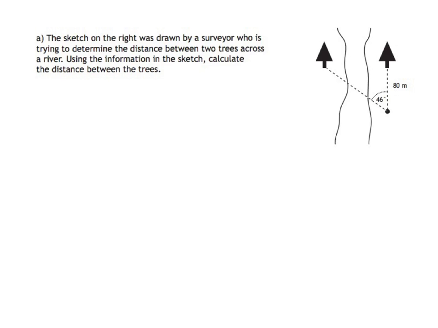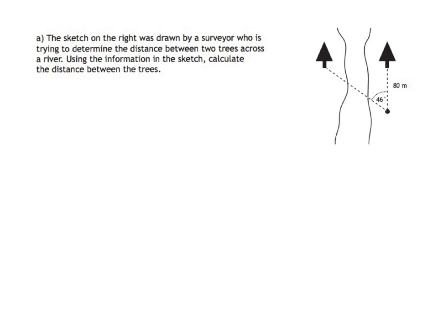The sketch on the right was drawn by a surveyor who was trying to determine the distance between two trees across a river. This is the actual kind of work that a surveyor would do. Now, a lot of it now is digital, so the measurements that they're taking are digital, and they don't necessarily have to do a lot of calculations on their own, but this is the kind of thing that a surveyor would do. So, trying to figure out the distance across the river between these two trees, but you can't just measure it, right? Because there's a river in between.